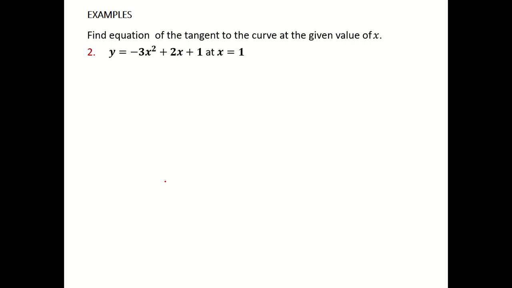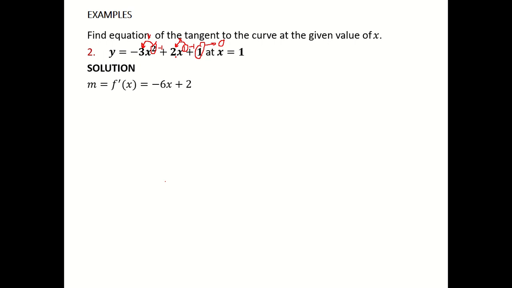Let's do the second example. Find the equation of the tangent to the curve at the given value of x. Firstly, I'm going to find the first derivative. Two times -3 is -6, and from 2 I'm going to -1. 2 times 1 is 2, and from that one I'm going to -1, so basically I'll be left with 2. So my derivative will be 6x plus 2.